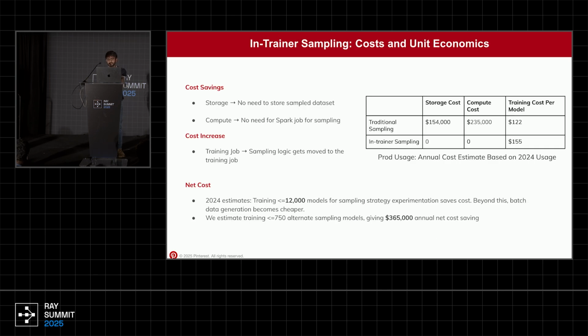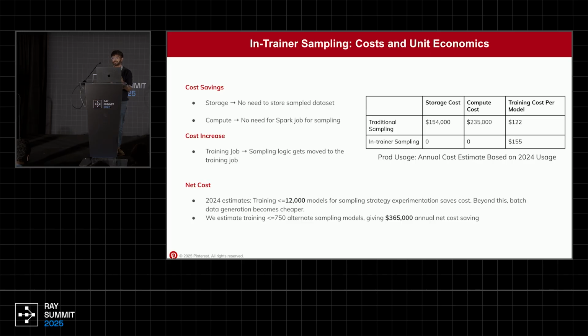Coming to the cost, this table has our traditional batch sampling on the first row and in-trainer sampling in the second row. So we completely drop the cost of our batch compute jobs and storage cost for these datasets, moving to in-trainer sampling. And these are annual numbers. So across a year, this is what we would have spent if we had been generating all these datasets. But the third column is training cost increase per model. Because we are moving some of this processing into the training job itself, there's a small increase in cost we incur because of that.